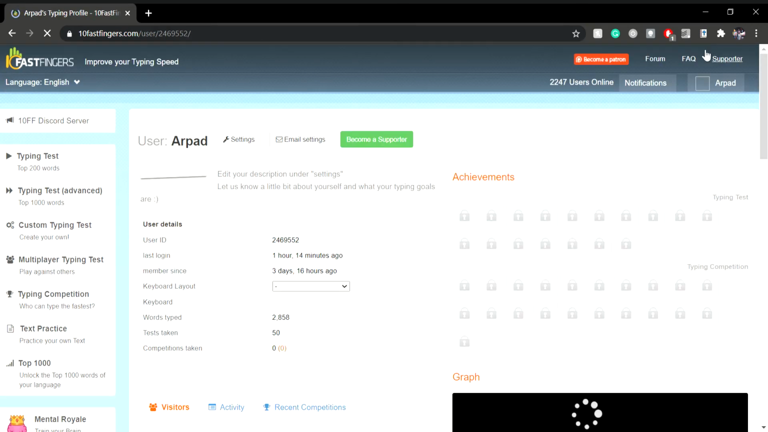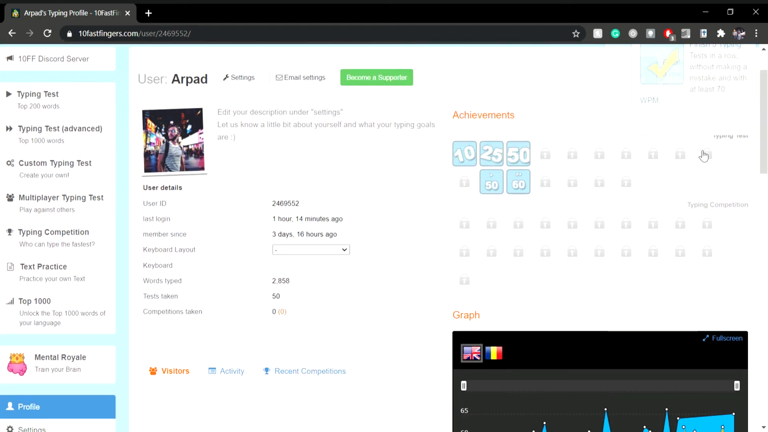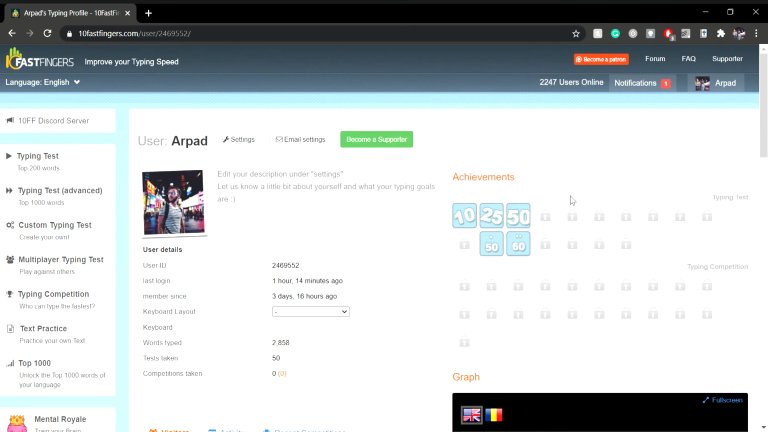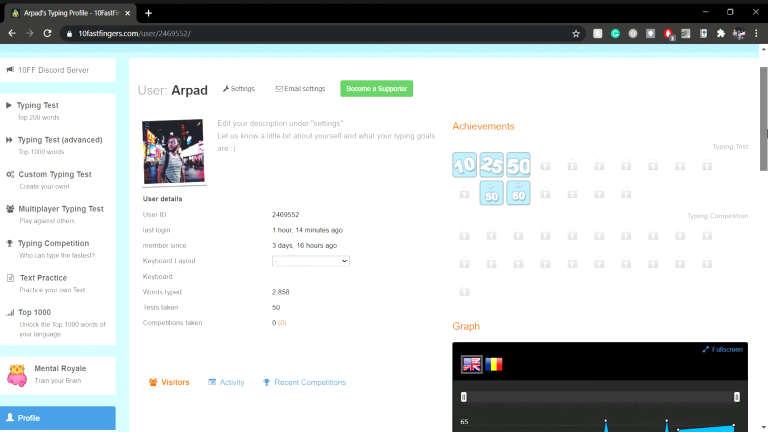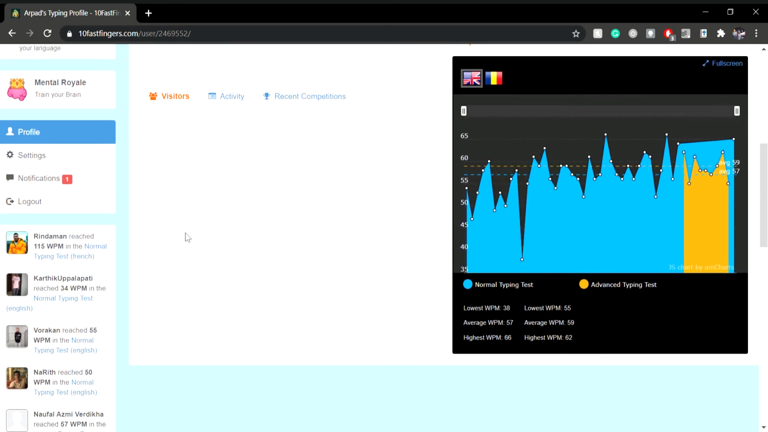So this is my name, and here is your profile. Here you can see your achievements. As you can see, I'm quite new, so I don't have too many, but yeah, this is how you can check them. Here are your statistics, login ID. These are not too important. Member since, so as you can see, I registered 3 days ago. Words typed 2000. I've taken 50 tests, and here are the graphs, which are, I think, the more important part.